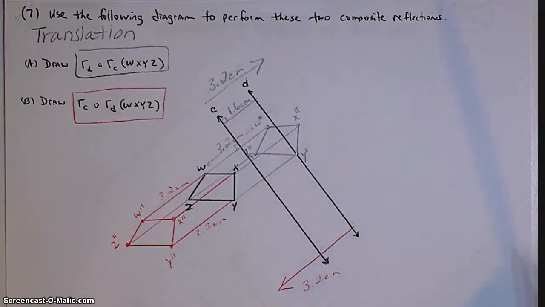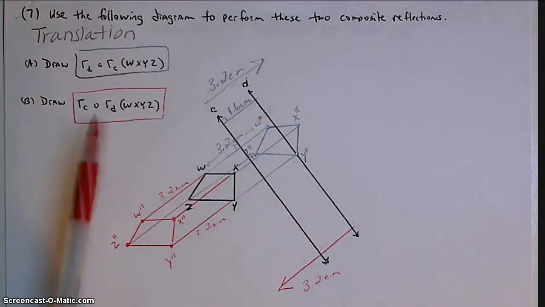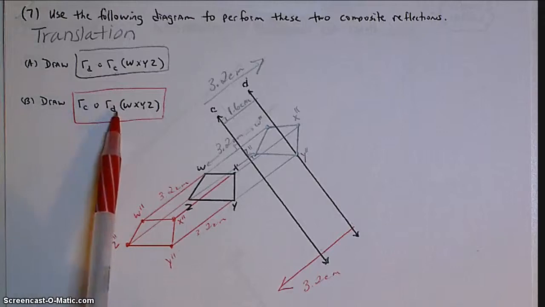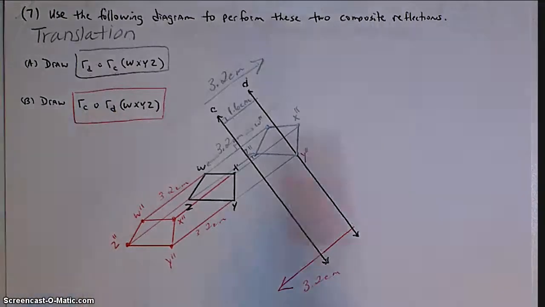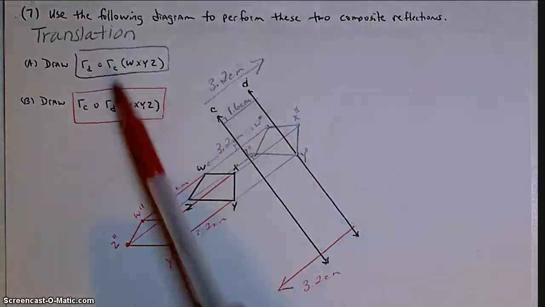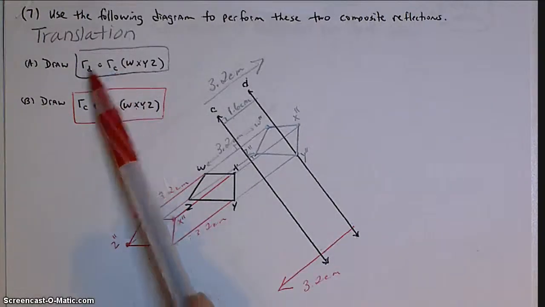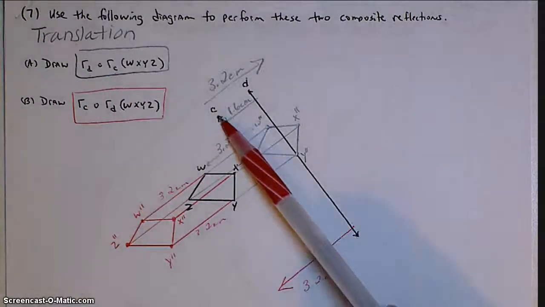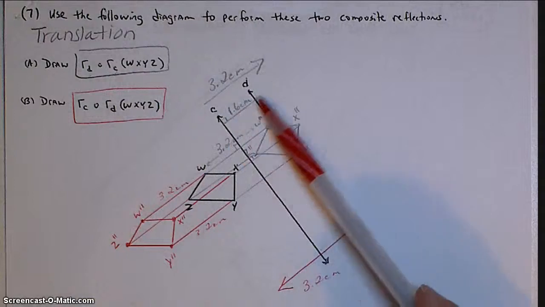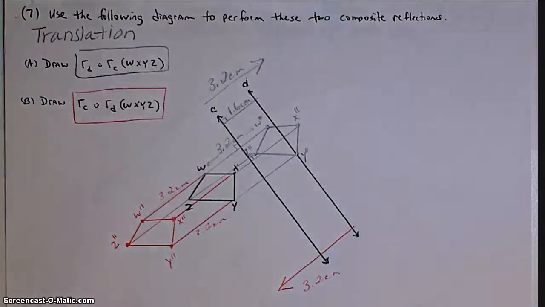The most important thing here is to make sure that you're going in the right direction. So the red translation was reflect over D, then C, so I know I had to go in this direction. And then the one in pencil, reflect over C, then D, so from C to D, I know I need to go in this direction. So just watch out for that.